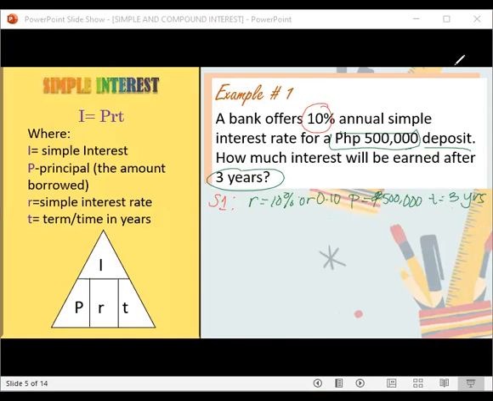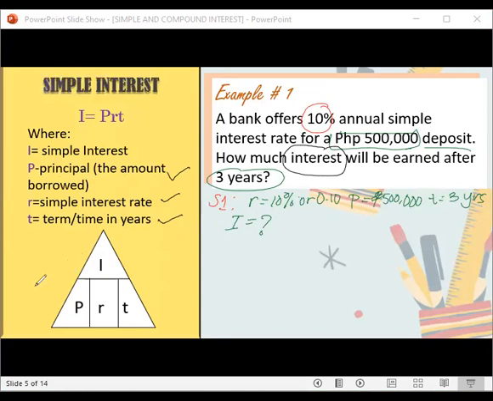Now, ano yung hinahanap or ano yung nawawala? Sabi dito, how much interest will be earned after 3 years? So, meron tayong rate, meron tayong principal, at meron tayong time. So, dito sa apat, alin yung missing? So, ang missing natin is yung interest. So, ito yung kailangan nating hanapin.